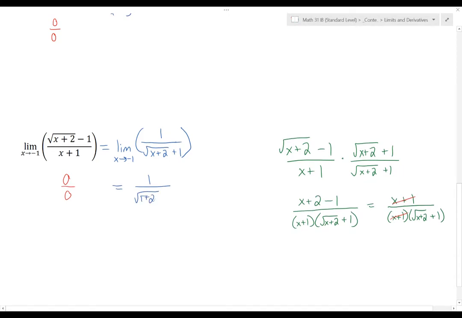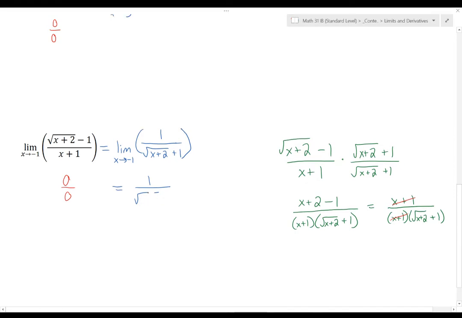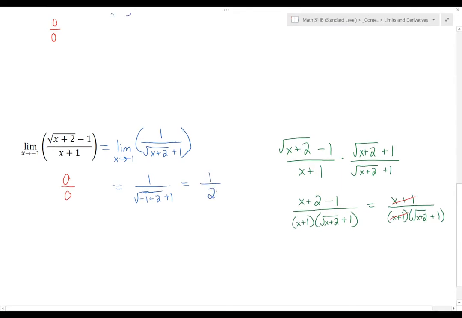Oops, -1 plus 2. Substituting in -1 plus 1, which is 1 over the square root of 1, which is just 1. 1 plus 1 is 2. So this limit is equal to 1/2.